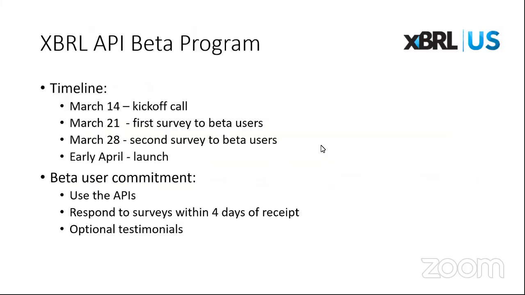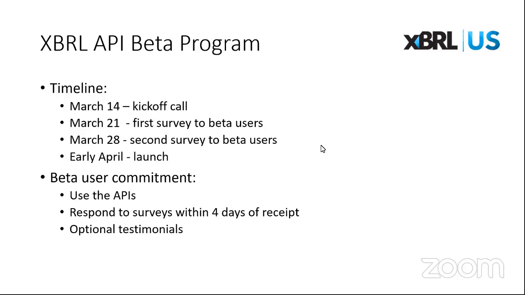So one of the things we're starting off is this XBRL API beta program. The timeline is: today is a kickoff call. That's the call today, right now. March 21st, we'll be conducting a survey of beta users. March 28, a second survey to beta users, and then in early April a launch.